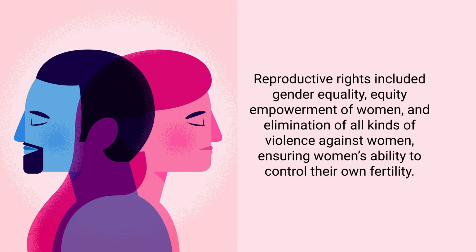Reproductive rights include gender equity, empowerment of the women, and elimination of all kinds of violence against women, ensuring women's ability to control their own fertility. As we know, most of the time women's fertility was controlled through family planning. But here there was an emphasis on gender equality, equity, and empowerment of women.